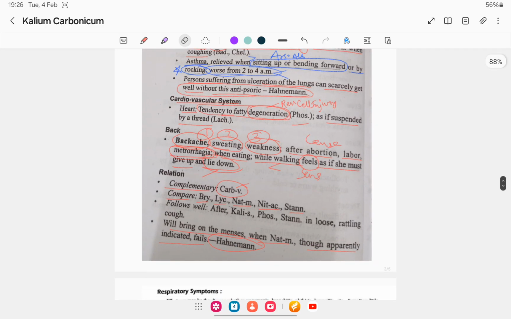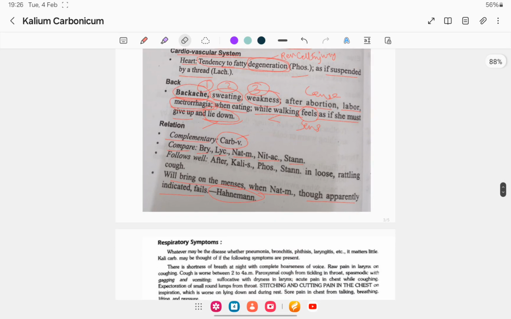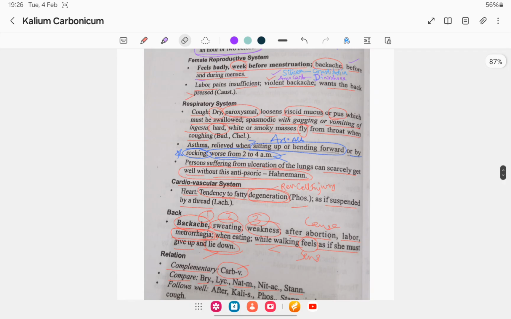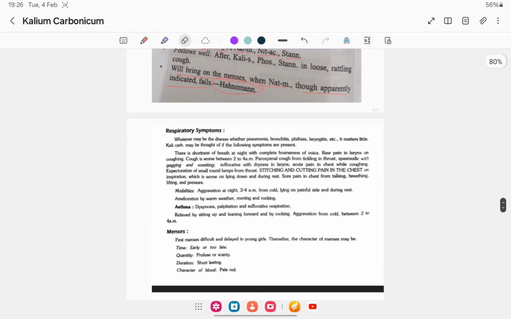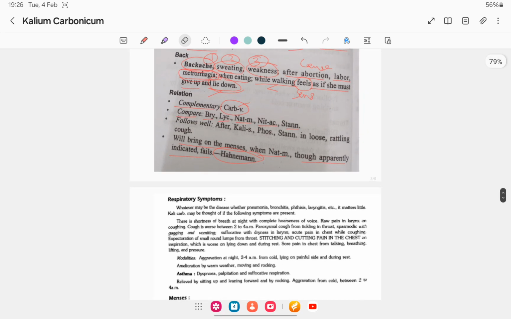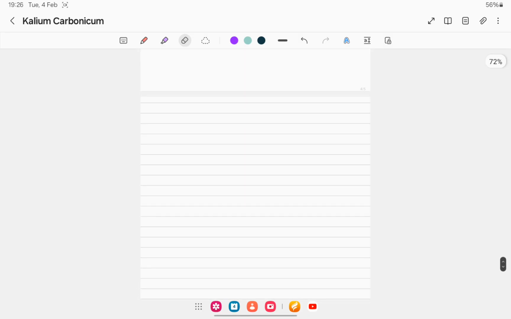About backache, sweating, weakness: these 3 symptoms do not come together in any other remedy according to Farrington. Complementary carbo veg. So I have discussed physical characteristics and mental characteristics and modality, timing, aggravation 2 to 4 am, amelioration sitting up, bending forward, pressure, and modality is opposite of bryonia in pain, and relationship complementary to carbo veg. So I have discussed it. Thank you.